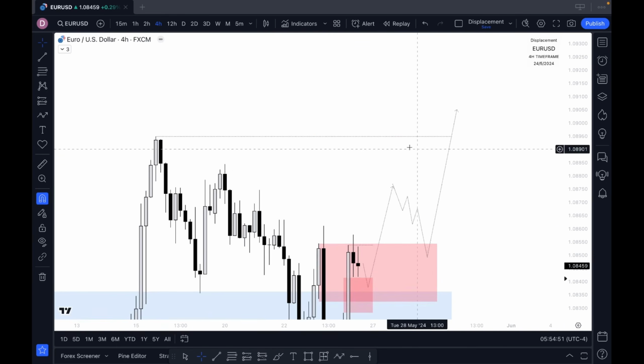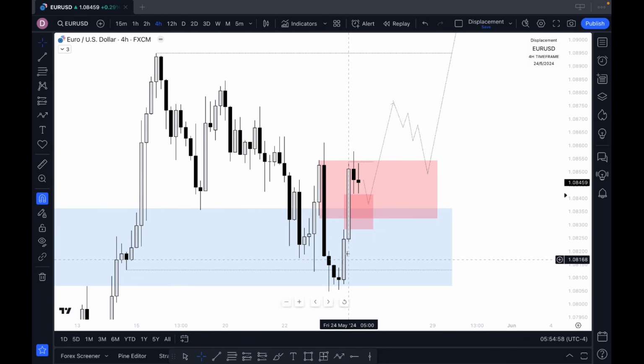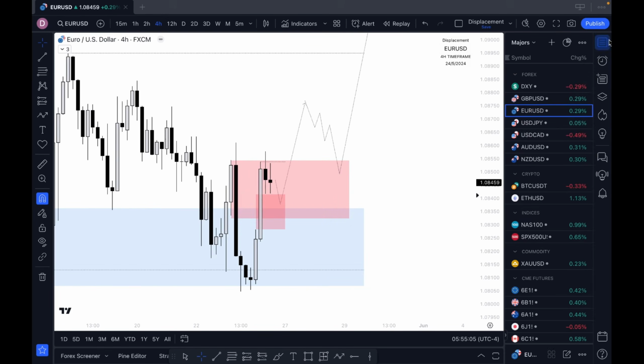But the overall bias will be bullish. The drawn liquidity is this. But to confirm, to place a trade, we have to look for this breaker block to form or price to come down to this fair value gap. Then only we can plan our trade, right? That's the bias for EURUSD.